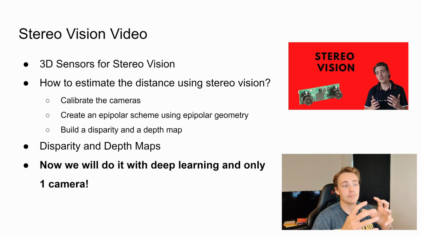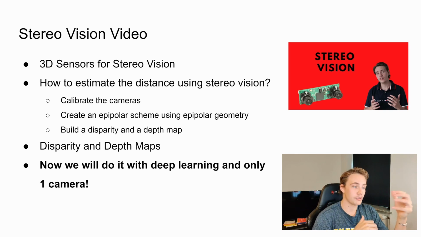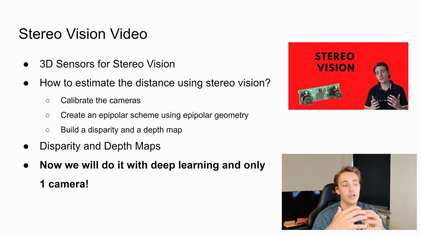So how can we estimate the distance using stereo vision? First of all, we need to calibrate our camera. We need to create an epipolar scheme using epipolar geometry. Then we need to build a disparity map and then convert that disparity map to a depth map. So we need to know a lot of different things, and we need to combine all of them in stereo vision to be able to generate this depth map, and then we get these disparities and depth maps. So we have the information for each pixel in our image about the depth to that pixel in the real world.